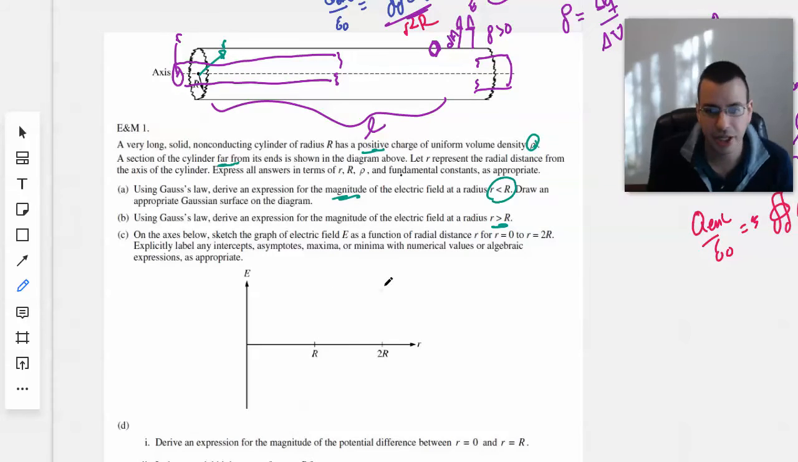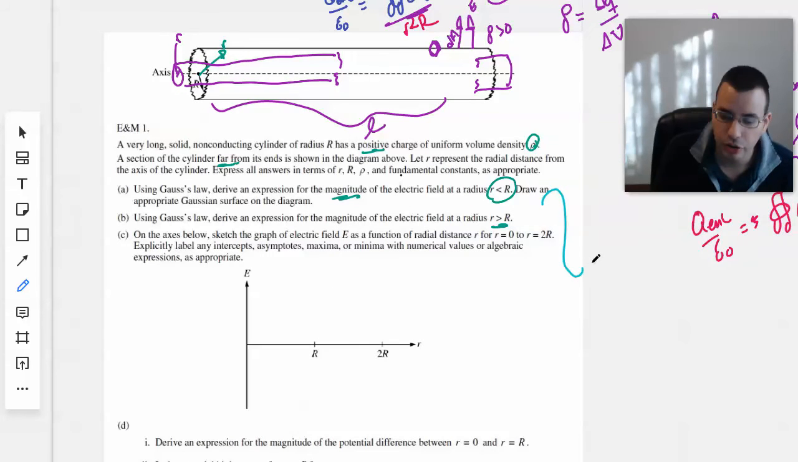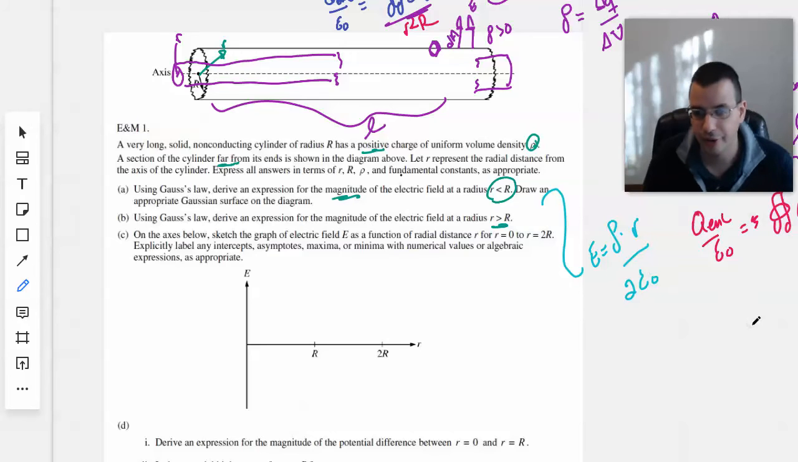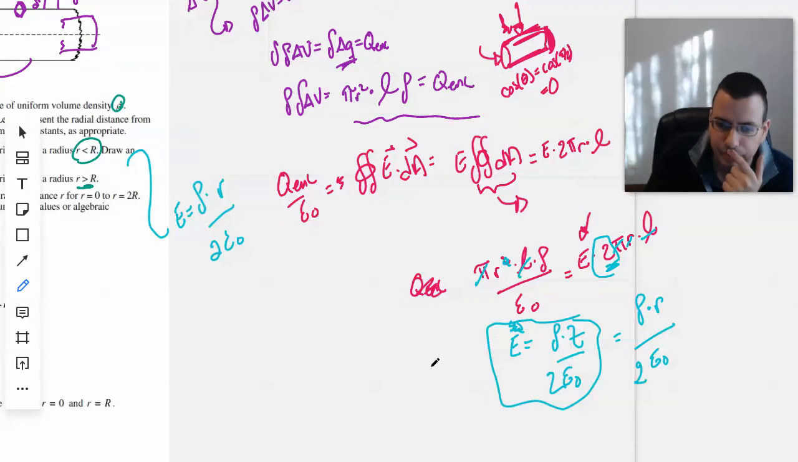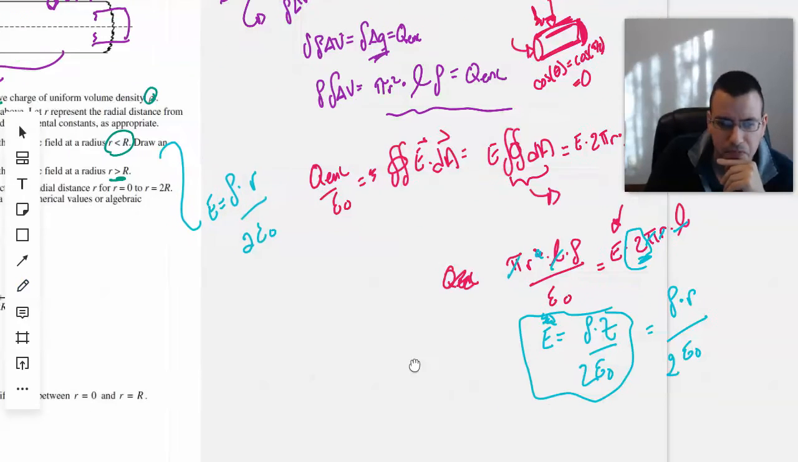Memorize that, write it down. Electric field equals rho times r over 2 epsilon naught. There we go. I'm good with that. Very satisfied.